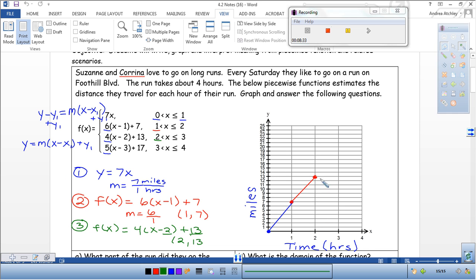Okay, so then we're going to go to 2 and 13, which is where I already have that point. And I'm going to use my slope again. Now I'm doing 4 miles an hour. So we're going to go up 1, 2, 3, 4, and over 1. And that should be my line.